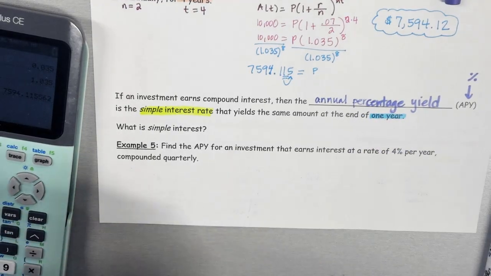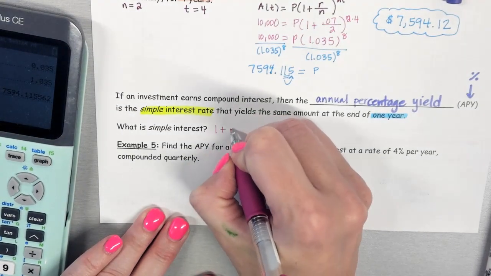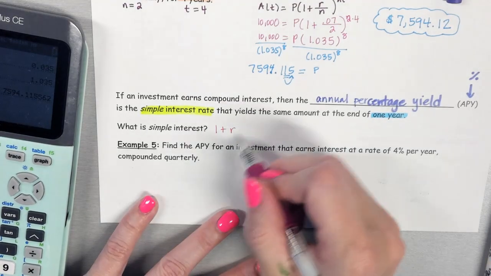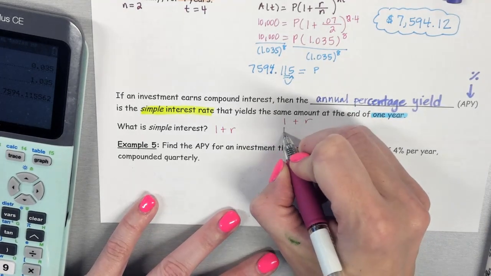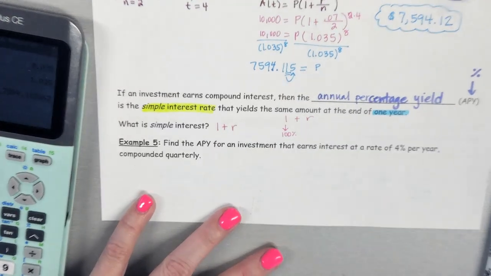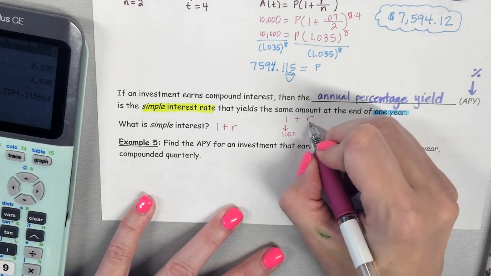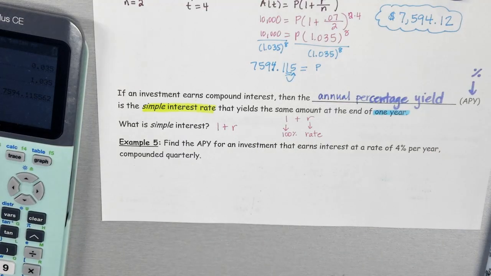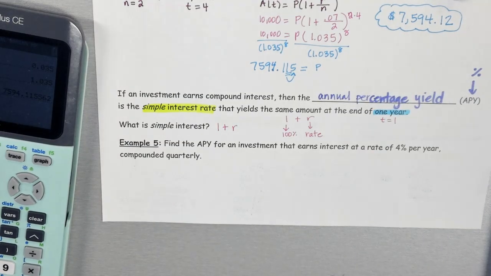Okay, so simple interest is going to be 1 plus R. Okay, the way that this is constructed is the 1 comes from 100%. That's how you write it as a decimal, 1.0. Okay, and then the R is going to be your rate. Okay, and it is at the end of 1 year. That's going to be your value for T.